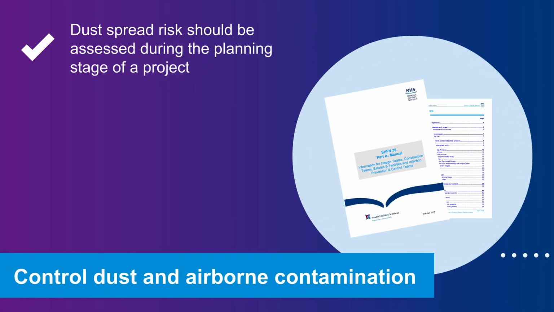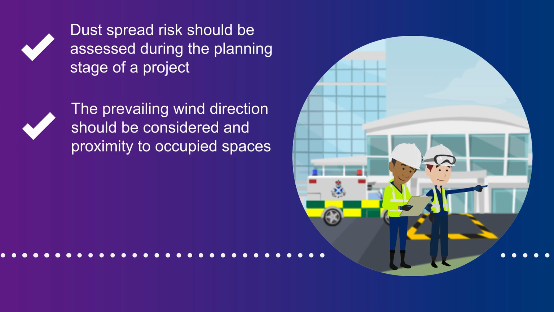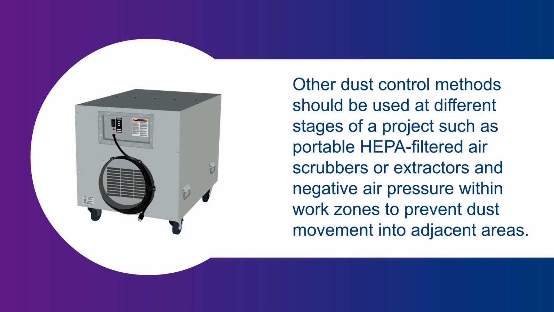Dust spread risk should be assessed during the planning stage of a project. The prevailing wind direction should be considered and proximity to occupied spaces. Dust suppression, for example water misting, during dry weather should be considered and implemented where appropriate. Other dust control methods should be used at different stages of a project.